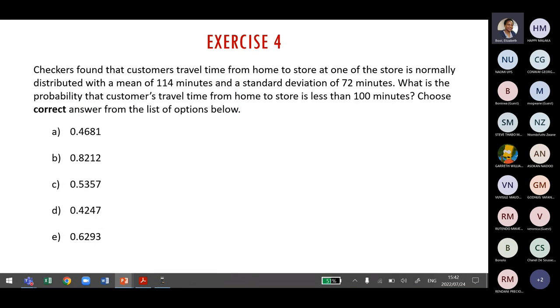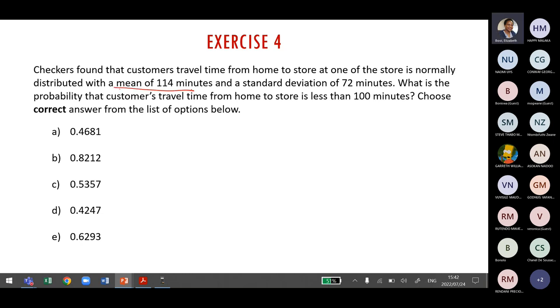Checkers found that customers' travel time from home to a store at one of the stores is normally distributed with a mean of 114 minutes and a standard deviation of 72. What is the probability that the customer's travel time from home to the store is less than 100? Choose the correct answer from the list of options below.